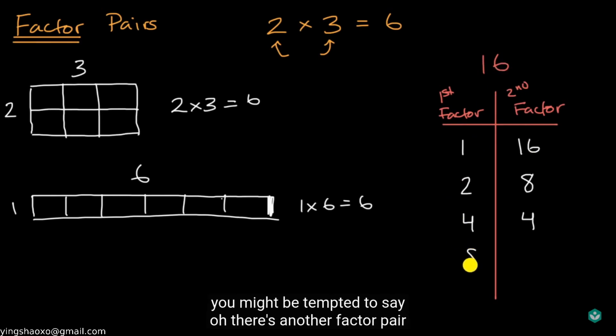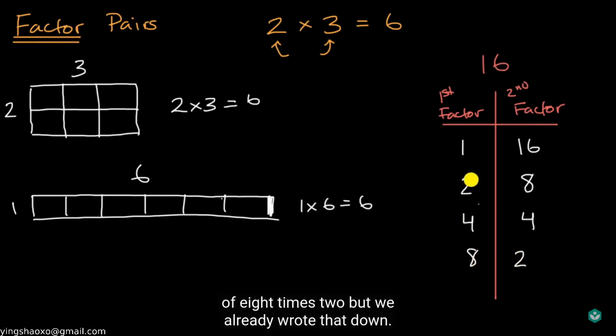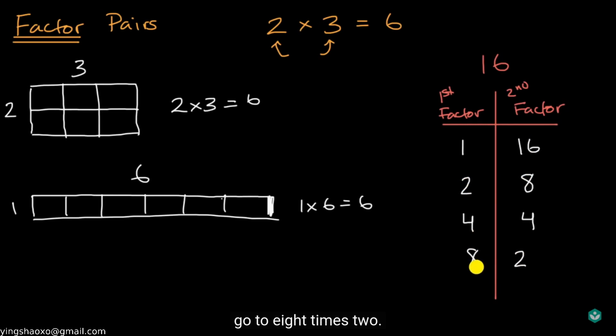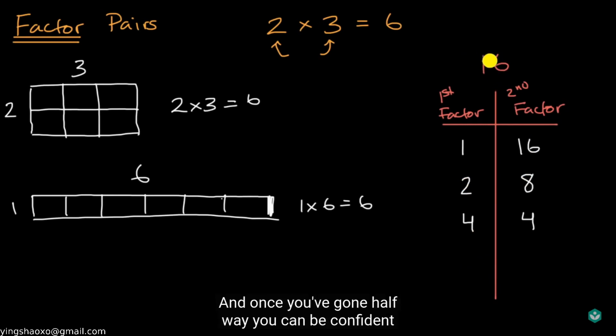You might be tempted to say, oh, there's another factor pair of 8 times 2. But we already wrote that down. We just happen to say that 2 is the first factor and 8 is the second factor, but you could say it the other way around. So we don't have to then go to 8 times 2. And once you've gone halfway, you can be confident that you've already found all the factor pairs.